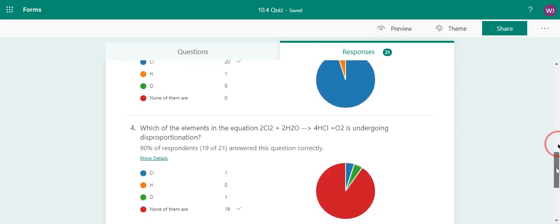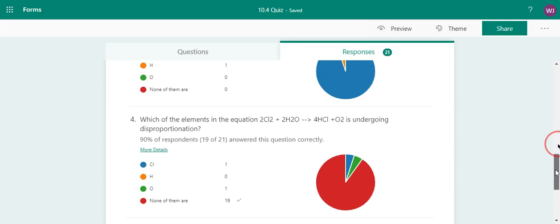Question 4, which of these elements, so again, the same sort of question, which of these is undergoing disproportionation? And the correct answer is none of them. Somebody put the correct answer as chlorine. So chlorine on the left-hand side has an oxidation state of 0. On the right-hand side, it's got an oxidation state of -1, like it normally has.